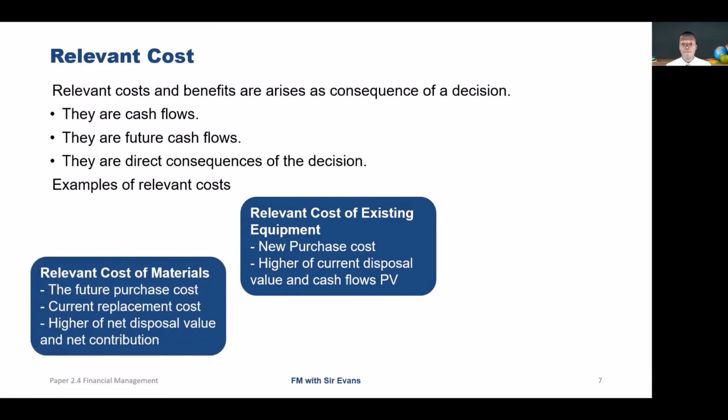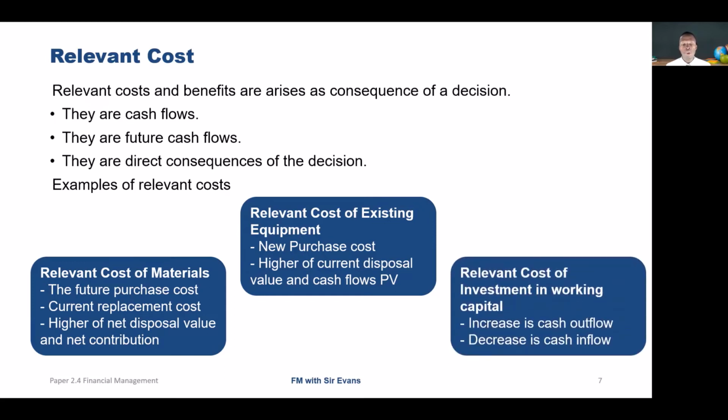So we also have the relevant cost of material. The future purchase costs of those materials that are purchased for the project are relevant. And if the item is already in stock, then the current replacement cost for those in regular use is relevant. And then if the item is in stock, but it's not regularly used, then the higher of the net disposal value and net contribution from another use becomes our relevant cost.